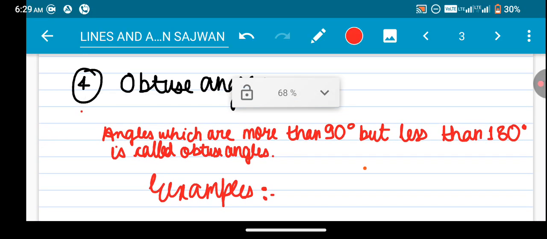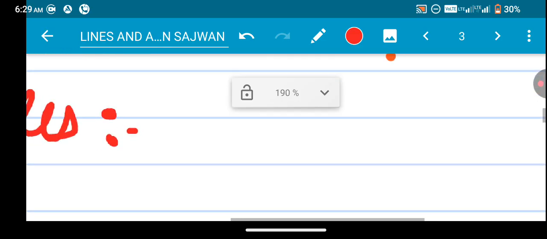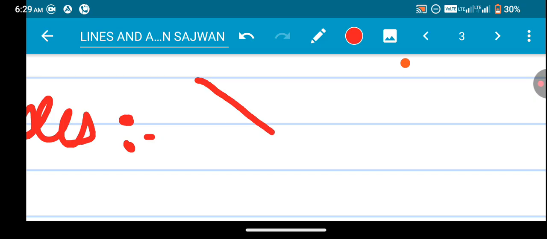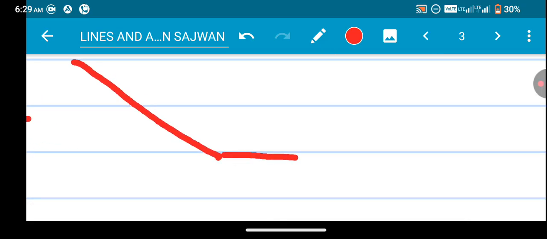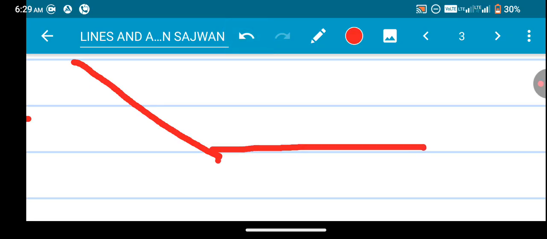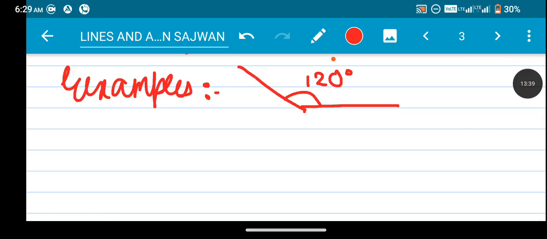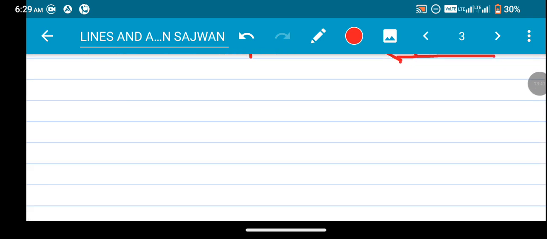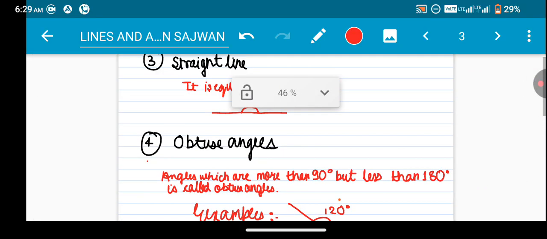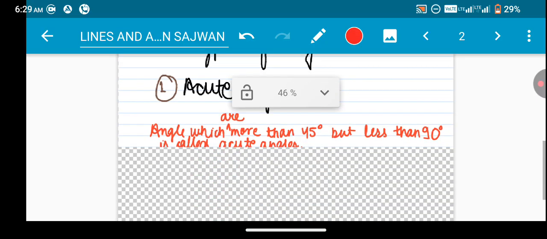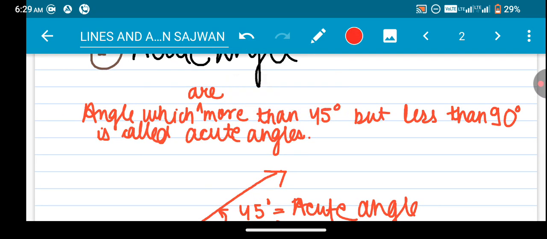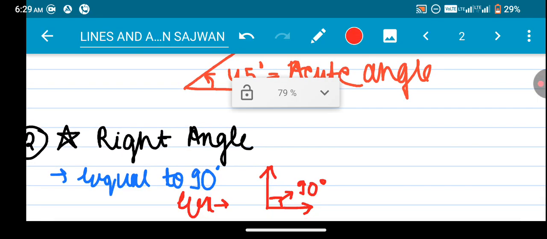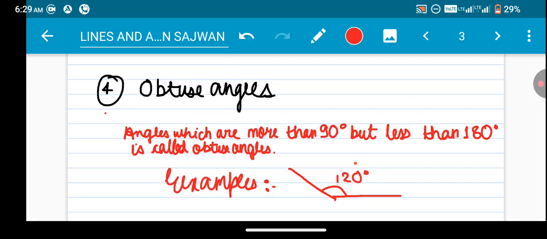Angles which are more than 90 degrees. I have made this: a vertical line and a horizontal line. Here I have drawn 120 degrees, as it is also more than 90 degrees. But there are two conditions: it should be more than 90 degrees and less than 180 degrees. Every time there is a condition. An obtuse angle is more than 90 but less than 180, an acute angle is less than 90, and in a right angle it should be equal to 90 degrees.